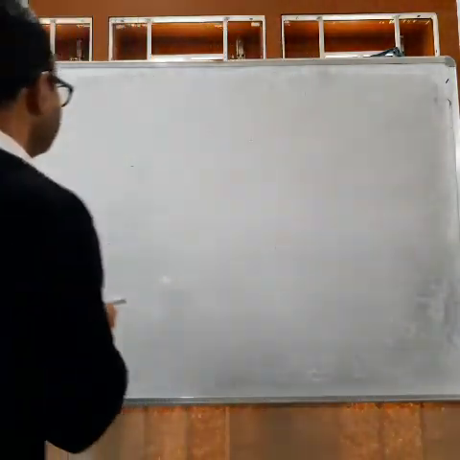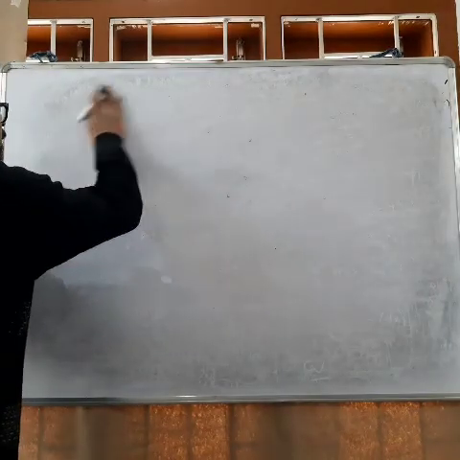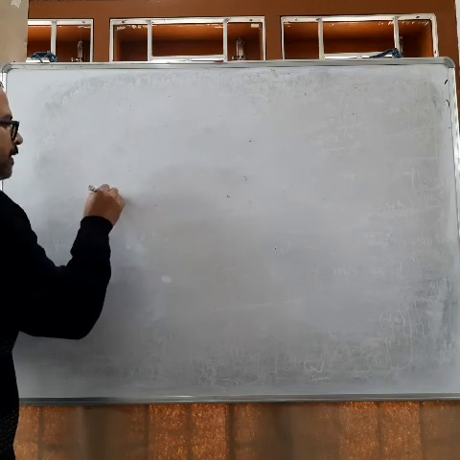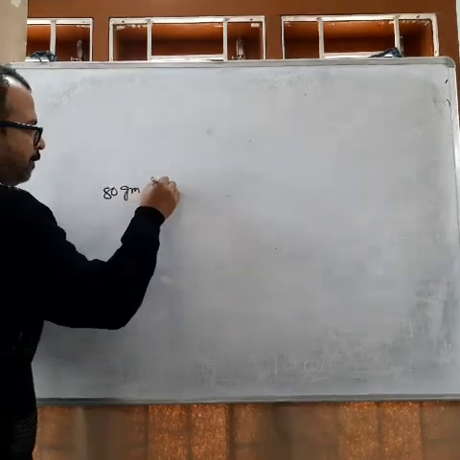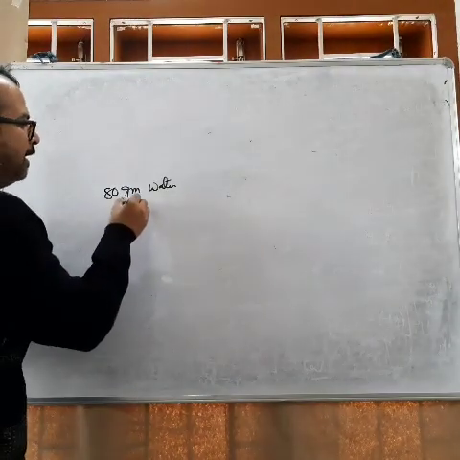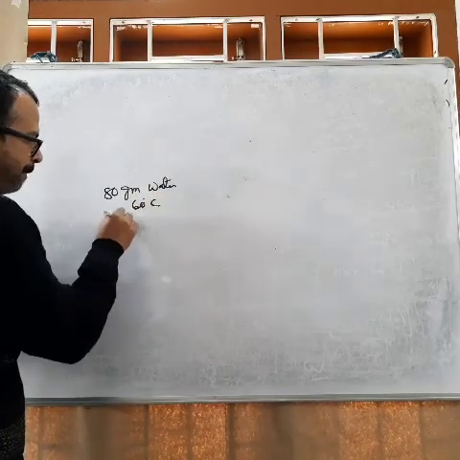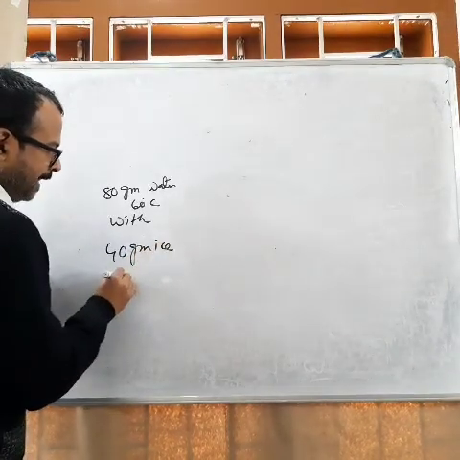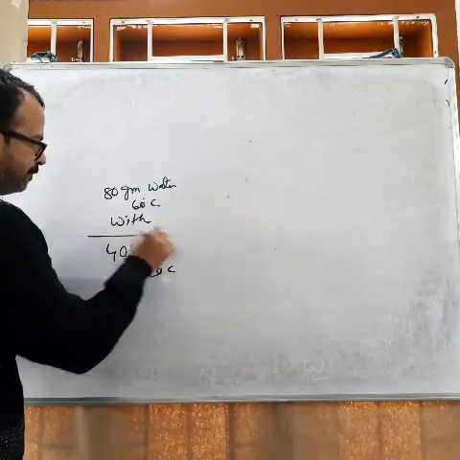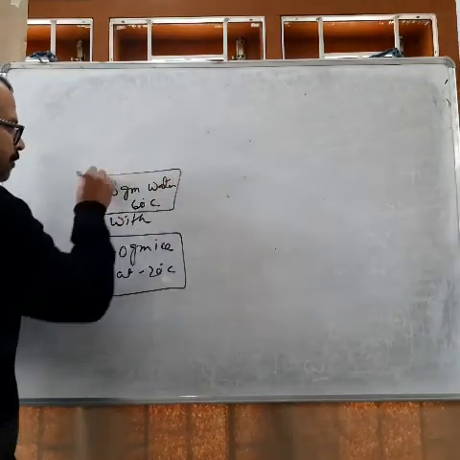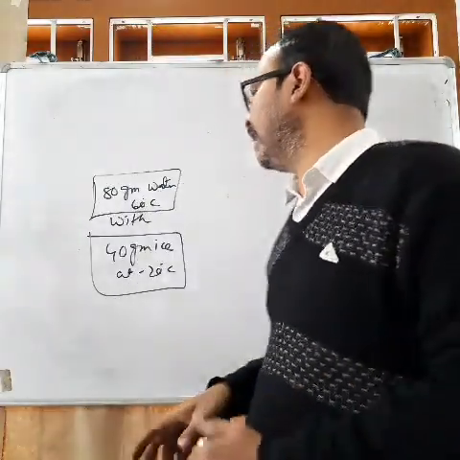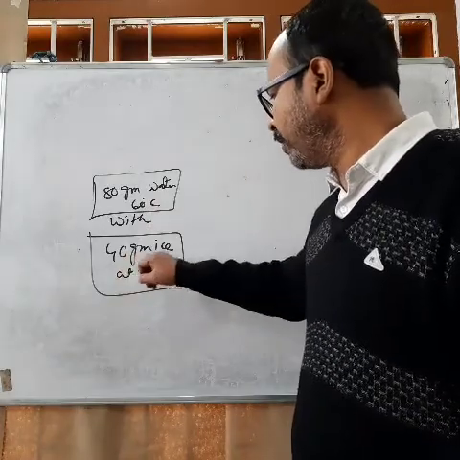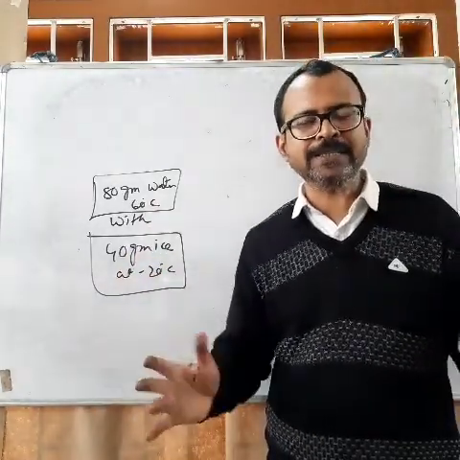Right, next question. Find the result of mixing 80 gram of water at 60 degrees C with 40 gram of ice at minus 20 degrees C. I am repeating it. Find the result of mixing 80 gram of water at 60 degrees C with 40 gram of ice at minus 20 degrees C. You have to mix ice and water.